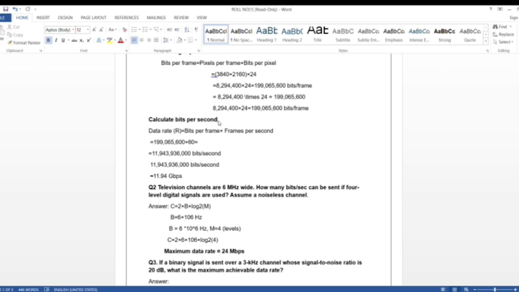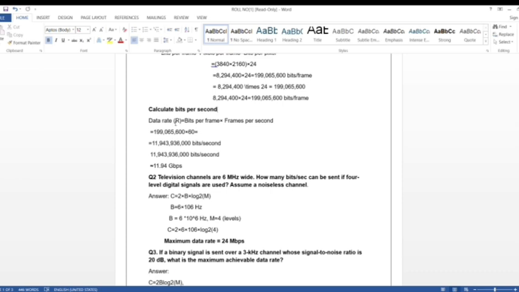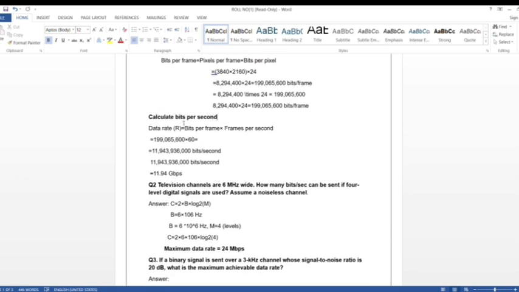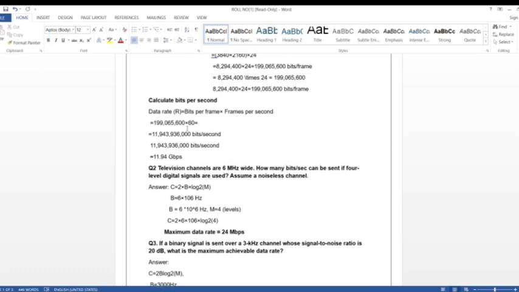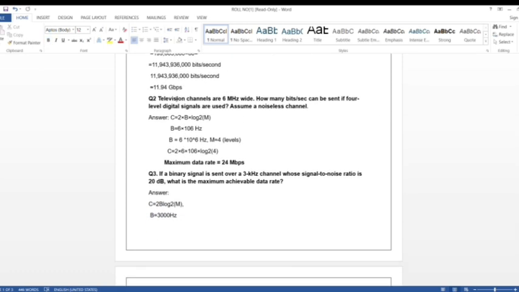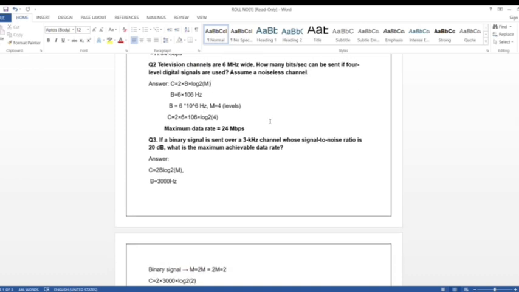In the second problem, we are asked about a 6 MHz television channel using 4-level signaling. By applying the Nyquist theorem, capacity equals 2 times bandwidth times log base 2 of signal levels, which results in 24 megabits per second, demonstrating how more levels increase channel efficiency.